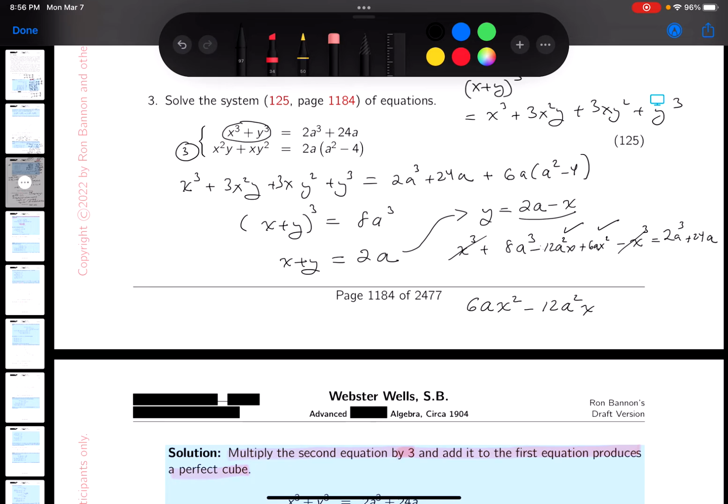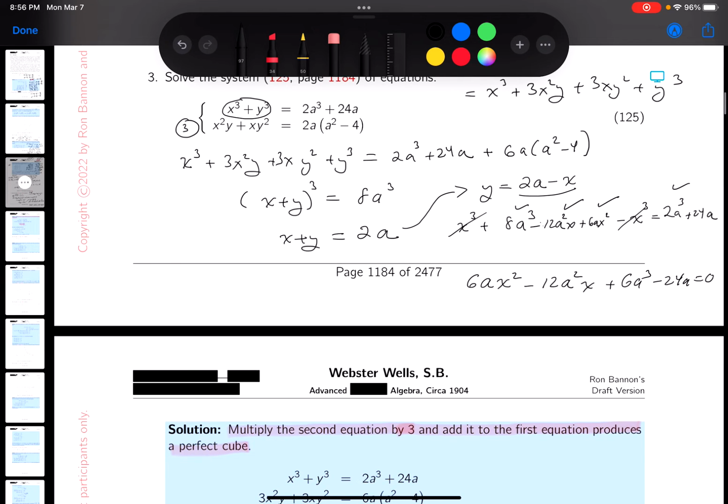I get a bunch of things here, don't I? I'm going to get plus 6a cubed. I'm doing these two. Minus 24a equals 0. Well, it's clearly quadratic, and I'm going to make a stab at it, all right? Now, before I do that, I'm going to write this over here for you. 6a x squared minus 12a squared.